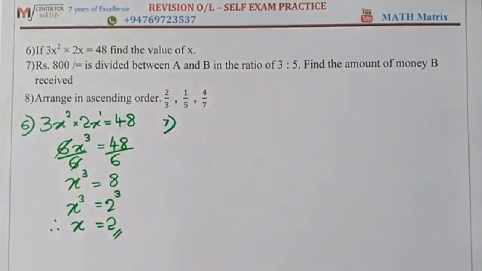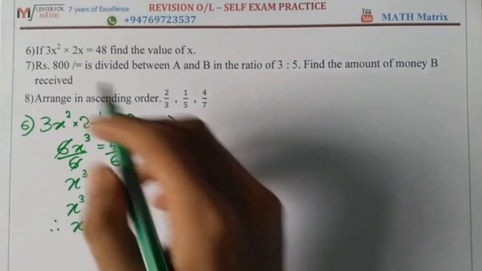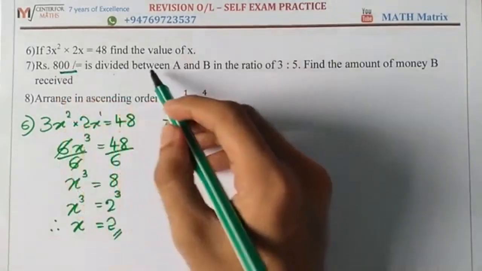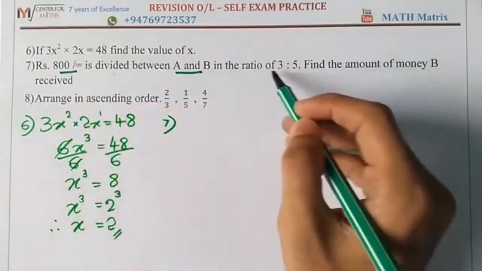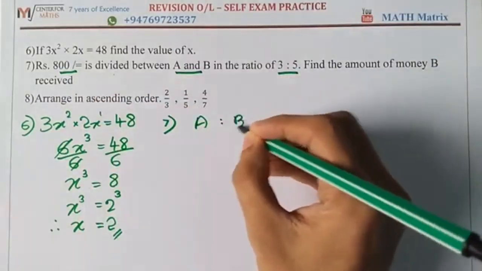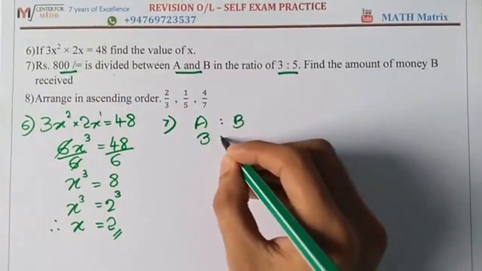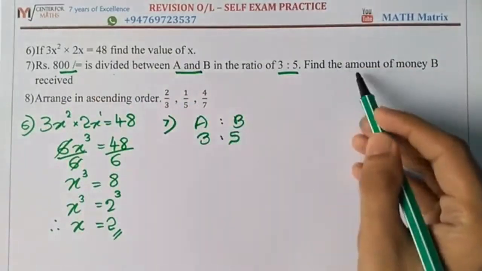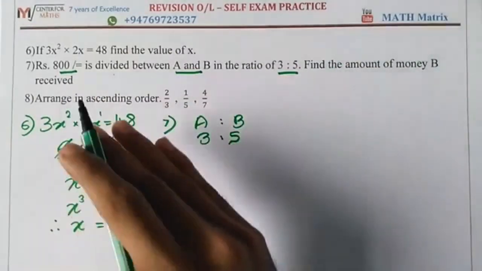We'll move to the 7th one. 800 rupees is divided between A and B. We'll read that slowly. 800 rupees is divided between A and B in the ratio 3:5. So first of all, we'll mark their ratios. A is to B, 3:5. Find the amount of money B received.